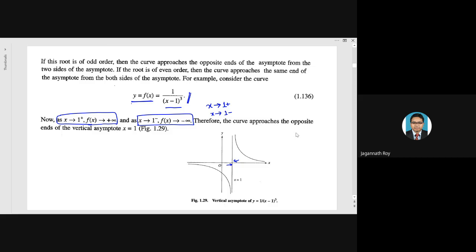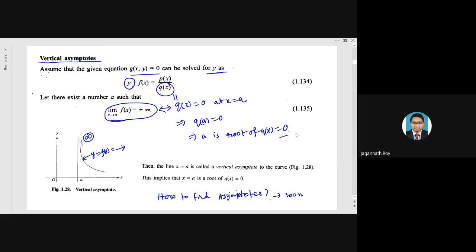So for both the cases, if it is going to either positive infinity or negative infinity, or both of the cases, then we call it an asymptote, that x equals a is an asymptote. In fact, in this case, it will be vertical, because x equals a gives a vertical asymptote.